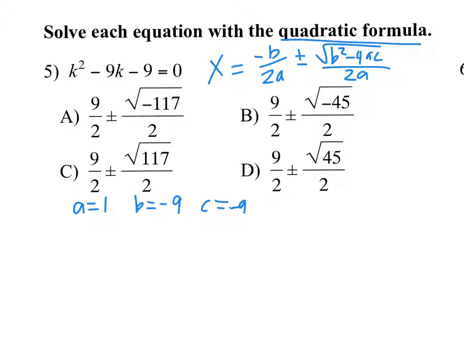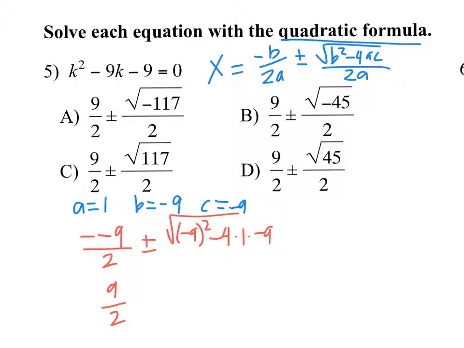So when I plug some stuff in, we get negative 9 over 2 times 1 is 2. So we get 9 over 2. And all four of those have that as part of our thing, so I'm going to keep going. Then we have plus or minus the square root of b squared, so negative 9. I'm going to put that in parentheses. That's really important. And then minus 4 times 1 times negative 9. That's going to be all over 2 as well.